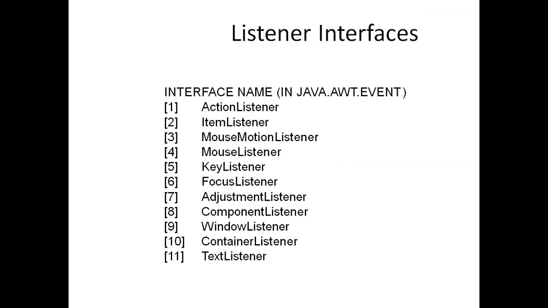We have seen different types of listener classes which are helpful for event handling. Action listener is for buttons, and item listener is for checkboxes and other components of the AWT. Mouse listener and mouse motion listener are for mouse events. Key listener is for key events. Then there are focus listener, adjustment listener, component listener, window listener, container listener, and text listener. We have discussed many of these listeners in the previous classes. So today I am discussing this checkbox event.